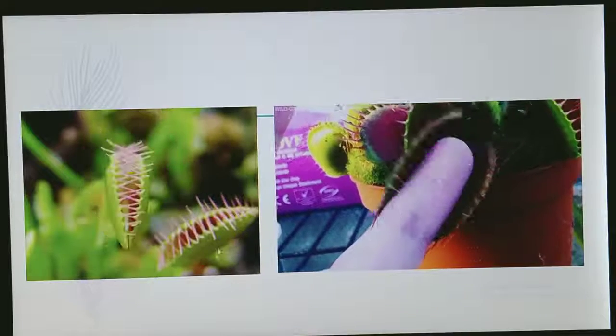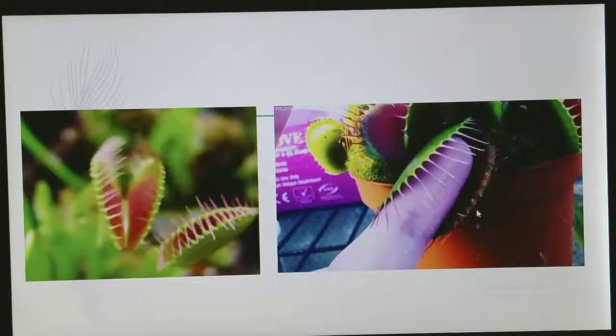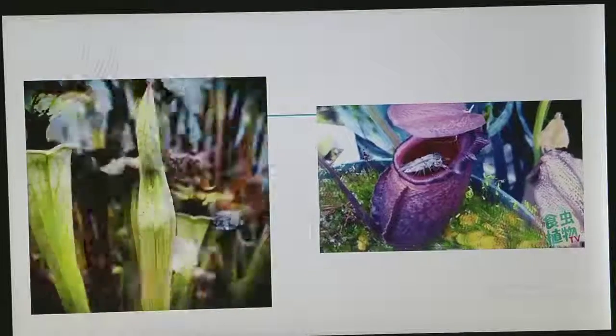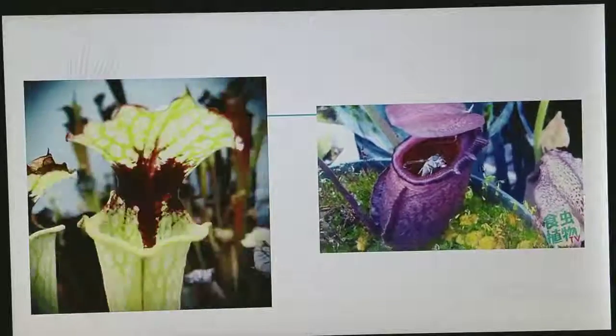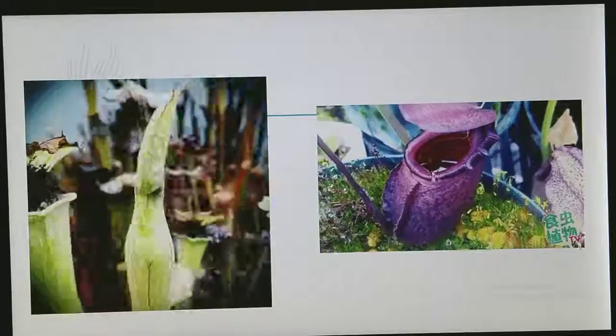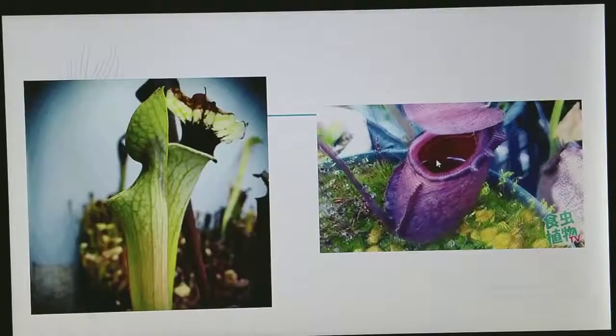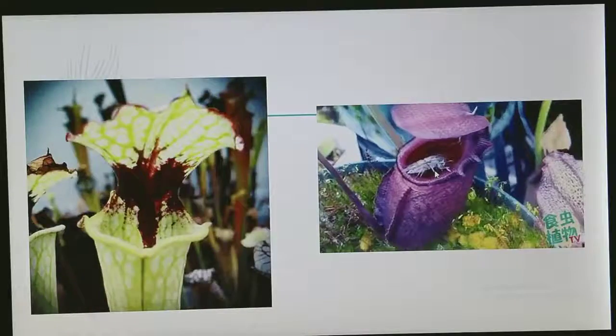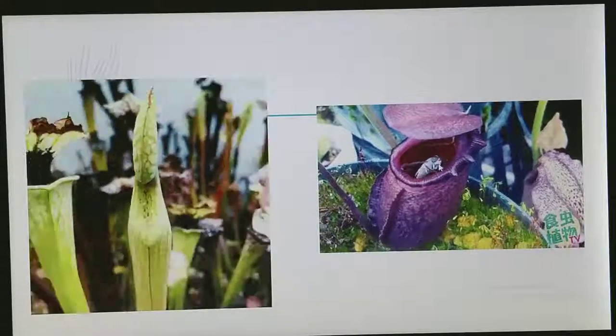You can see the working of a Venus flytrap. This is how it traps its prey. And this is a pitcher plant. You can see how the insect enters the pitcher plant, and then it traps that insect to derive all the nutrition from it.